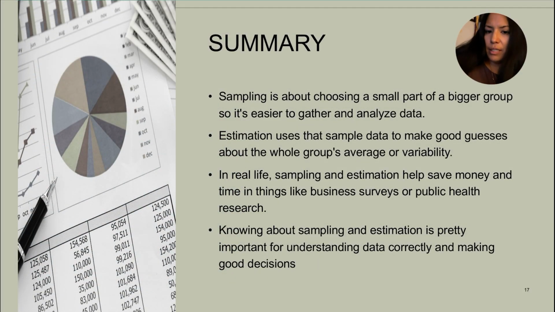Summary: sampling is about choosing a small part of the bigger group because it's easier to gather and analyze the data. Estimation uses that sample data to make good guesses about the group's average or variability. In real life, sampling and estimation help save money and time in things like business surveys or public research. Knowing about sampling and estimation is important for understanding data correctly and making good decisions.